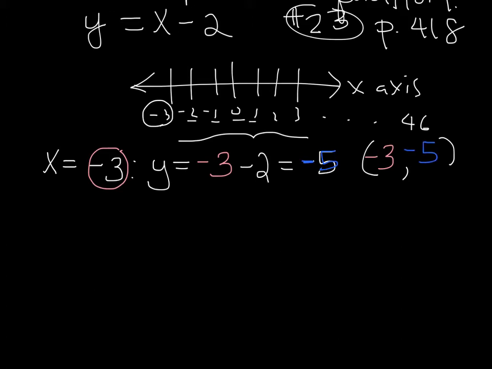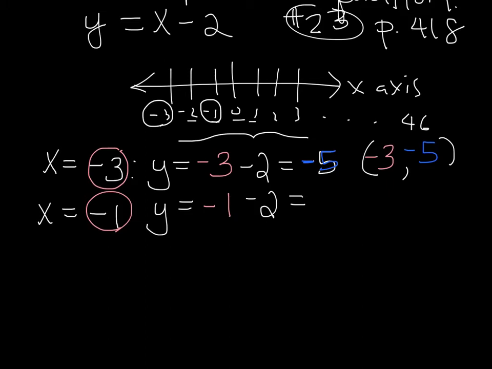Okay, so input, output. Similarly, if x is, and again, I'm just going to pick -1. If you pick -2, it's the same idea. So if x is -1, I input -1, subtract 2, and -1 minus 2 is -3. So what ordered pair did I find? Well, I input -1 and my output was -3.